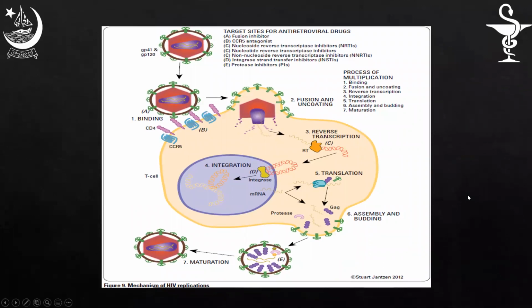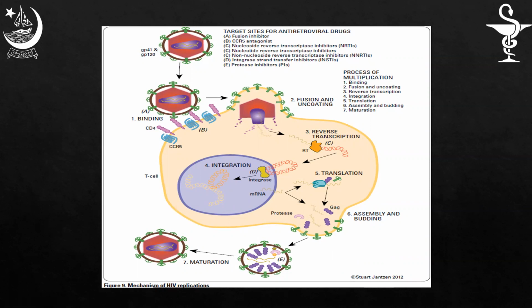Now, if you look closely at the diagram, this is basically the mechanism of HIV replication. It undergoes 7 stages or processes. The first one being binding, then fusion and uncoating, then reverse transcription, integration, translation, assembly and budding, and finally maturation. Our different antiretrovirals target different sites.